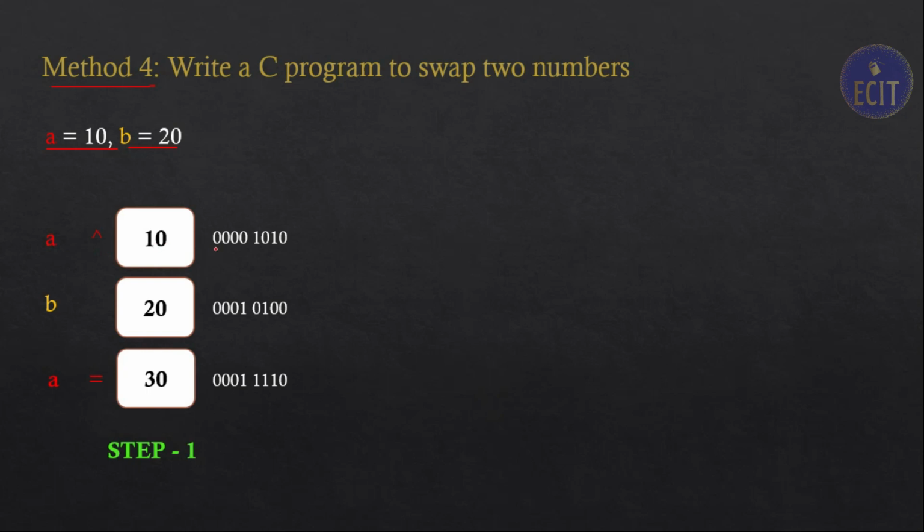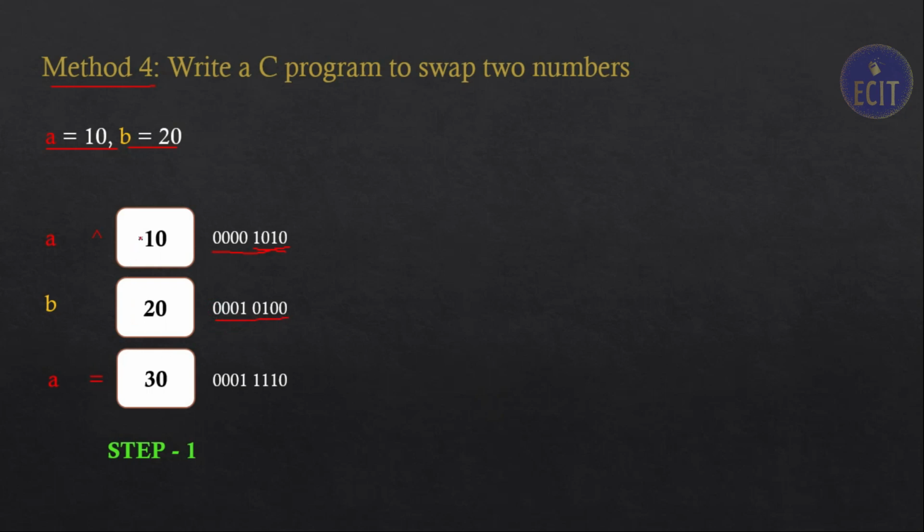The binary value of a will be 1010, and I am representing it in 8 bits, so this bit will be 0. Now here let's consider b equal to 20. So the 20 will be like this, 10100. So this is the binary value of 20.